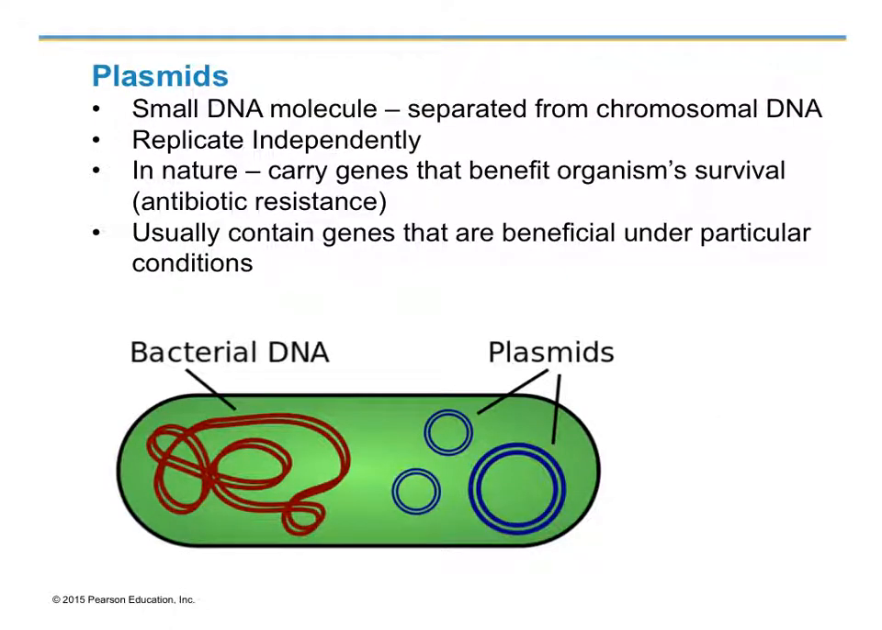One structure we find in most bacteria are called plasmids. Plasmids are really small circular pieces of DNA. They are much smaller than the bacterial chromosome. They may carry genes that are beneficial for survival of that bacteria in different environments.